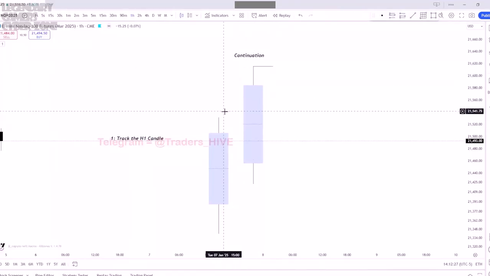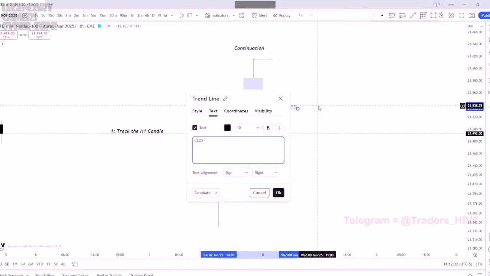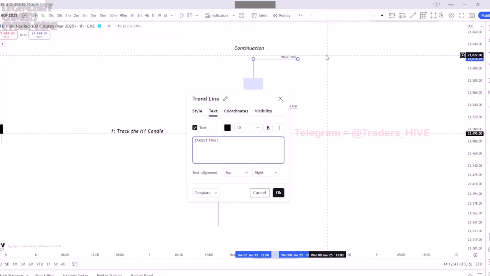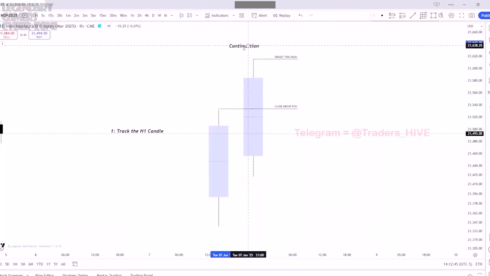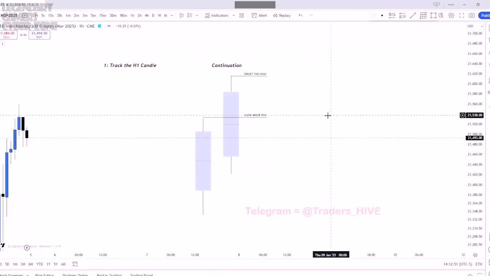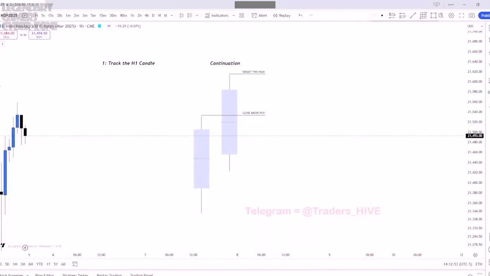Okay, so continuation: closing above the previous candle's high, right here. Close above the previous candle's high, and you're trying to target, this is your draw on liquidity, this high. Okay? So I'll take a screenshot of some pictures that I will make here. So basically what I'm doing is tracking the H1 candle. Continuation, if we close above the previous candle's high, I'm trying to target the high of the same candle that just closed. Okay, that's pretty straightforward.